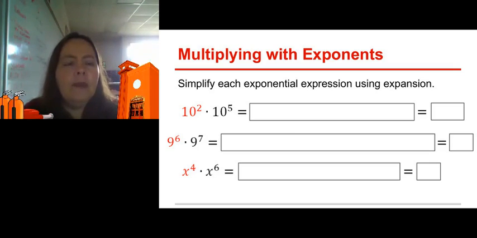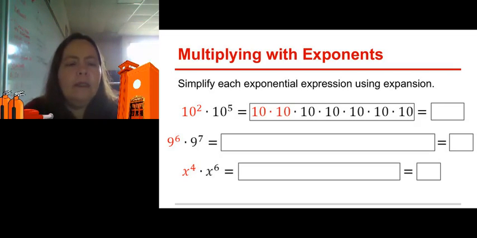Okay, now you should be ready to check your answers. You have 10 to the 2nd times 10 to the 5th. 10 to the 2nd means 10 multiplied 2 times. 10 to the 5th means 10 multiplied 5 times. With the 2 red 10's and the 5 black 10's, we have 7 10's altogether, or 10 to the 7th power.